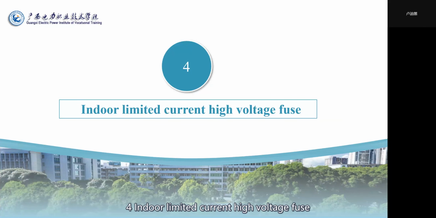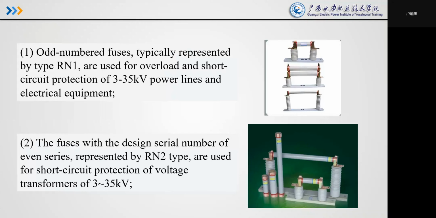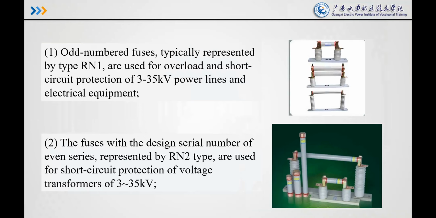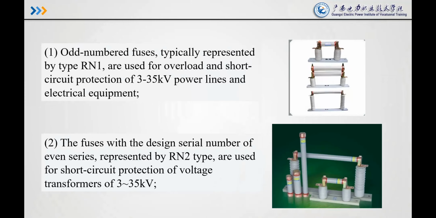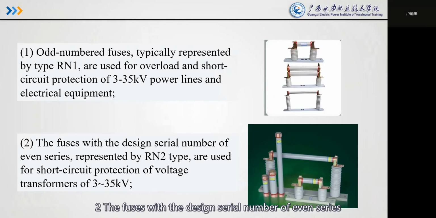4. Indoor current-limiting high voltage fuses. 1. Odd-numbered series fuses, typically represented by type RN1, are used for overload and short circuit protection of 3 to 35,000 volt power lines and electrical equipment. 2. Even-numbered series fuses, represented by type RN2, are used for short circuit protection of 3 to 35,000 volt high voltage transformers.